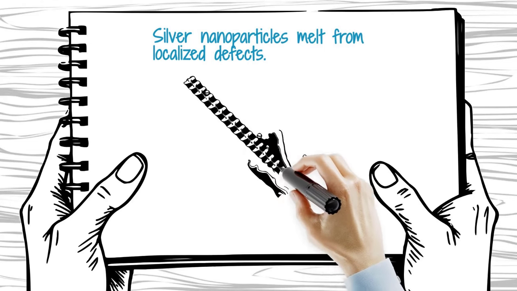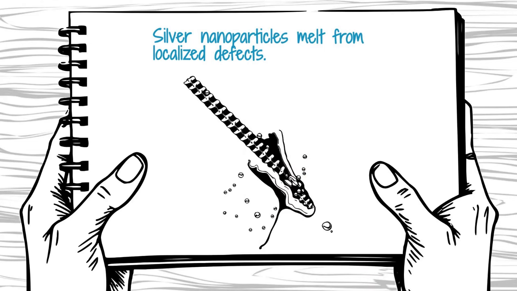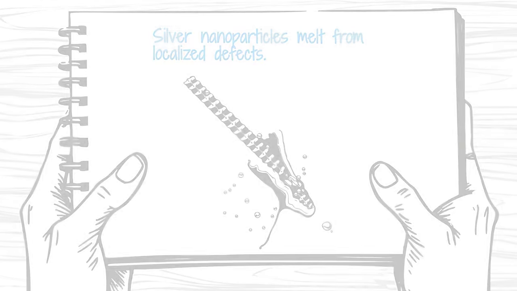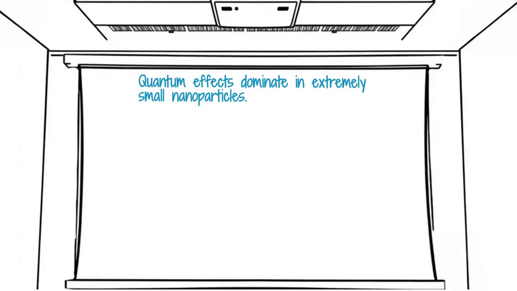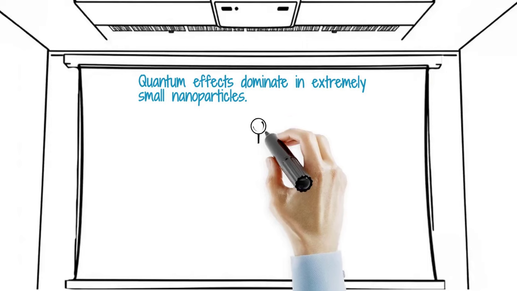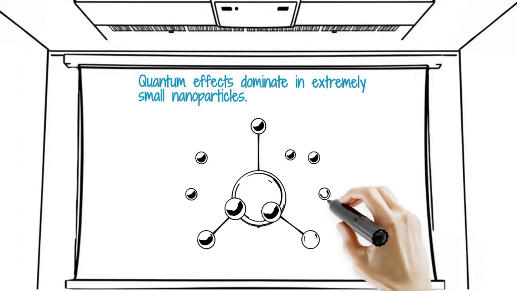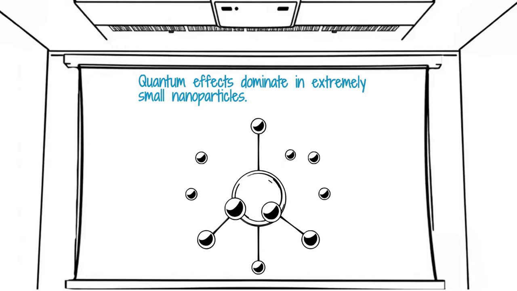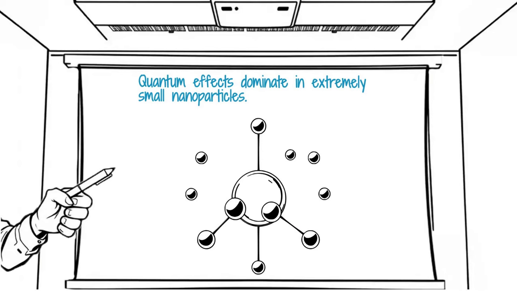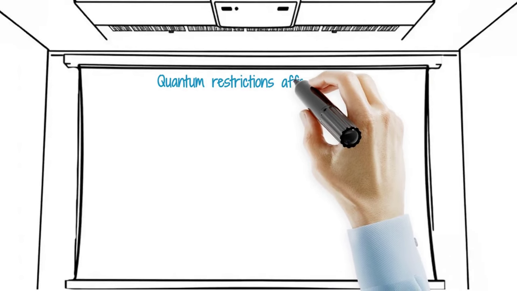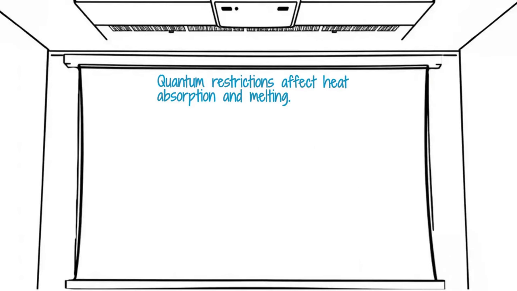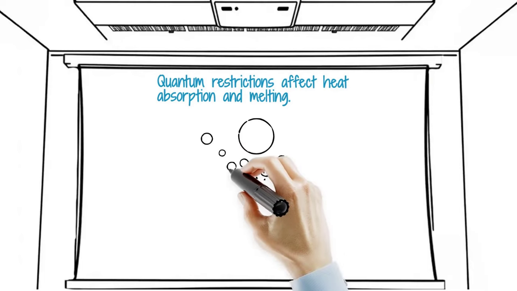When nanoparticles become extremely small, on the order of a few atoms, their behavior starts to reflect quantum mechanical effects. At this scale, energy levels are no longer continuous, and both electrons and vibrations are confined to specific states. These quantum restrictions affect how heat is absorbed and spread within the particle. This makes the material even more sensitive to temperature and can cause melting at unpredictably low thresholds. Such behavior deviates from classical thermodynamics.